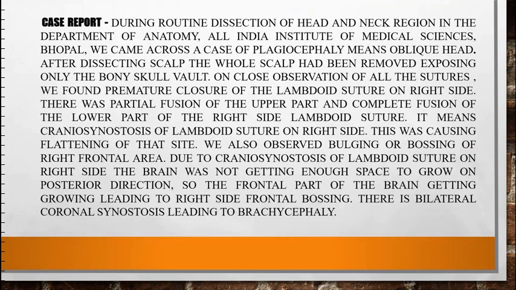In my case report, during a routine dissection of the head and neck region in the Department of Anatomy, All India Institute of Medical Sciences, Bhopal, we came across a case of plagiocephaly, meaning oblique head. After dissecting the scalp, the whole skull was removed, exposing only the bony vault. On close observation of all the sutures, we found premature closure of the lambdoid suture on the right side. There was a partial fusion of the upper part and complete fusion of the lower part of the right lambdoid suture. It means craniosynostosis of the lambdoid suture on the right side. This was causing flattening on that side.